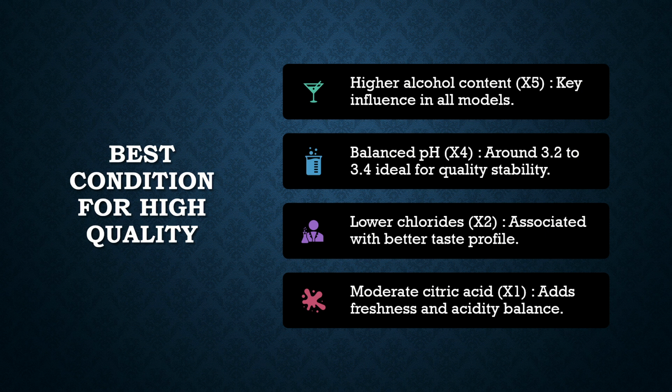And on the next slide, best conditions for high quality. To produce higher quality wine, the model suggests maximizing alcohol content, keeping chlorides low, maintaining a balanced pH, and including some citric acid for freshness.